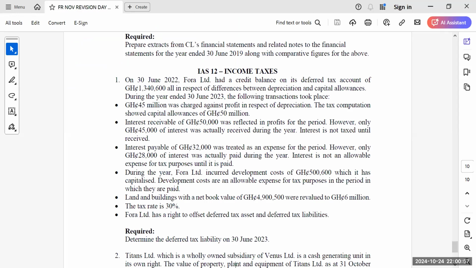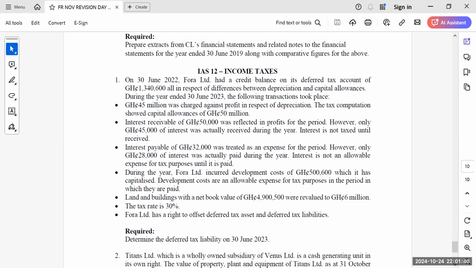Interest payable of 32,000 was treated as an expense for the period. However, only 28,000 was actually paid during the year. Interest is not allowable for tax purposes until it is paid. So we are subtracting 32,000. The tax authority is giving us allowance on only 28,000, isn't it? Interest is a liability, isn't it? So we still have a liability of the difference. No, this will not be a liability. If we pay the interest, we are going to be enjoying the tax benefit. So this will be a deferred tax asset to us. I hope that is cool.